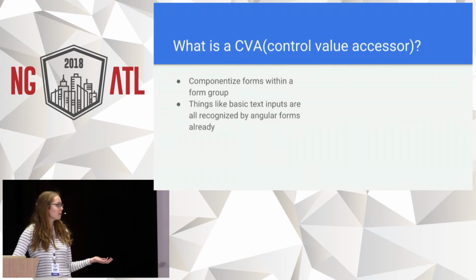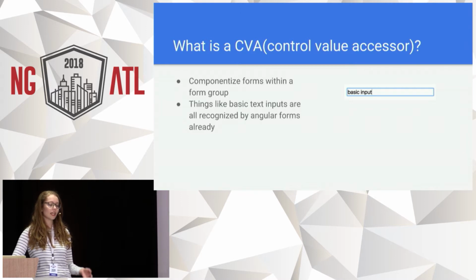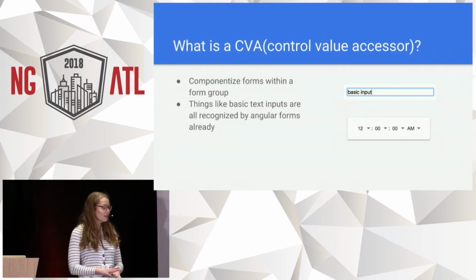Basic inputs and stuff like this already have this logic for us. That's what a basic input looks like. It handles all of this information for us. But if we wanted to make our own thing, like a time selector like this, we would need to implement a CVA.